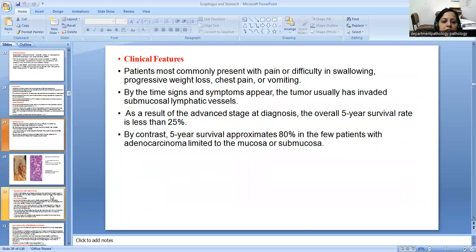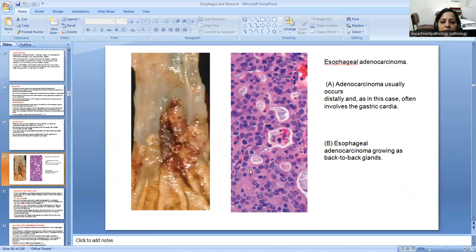So, clinical features, maybe we can see the figures first. Esophageal adenocarcinoma: A is the gross picture and B is the histopathologic. In A, we can see adenocarcinoma distally, and in this case it often involves the gastric cardia. In B, esophageal adenocarcinoma is growing as back-to-back glands. These are the glands.